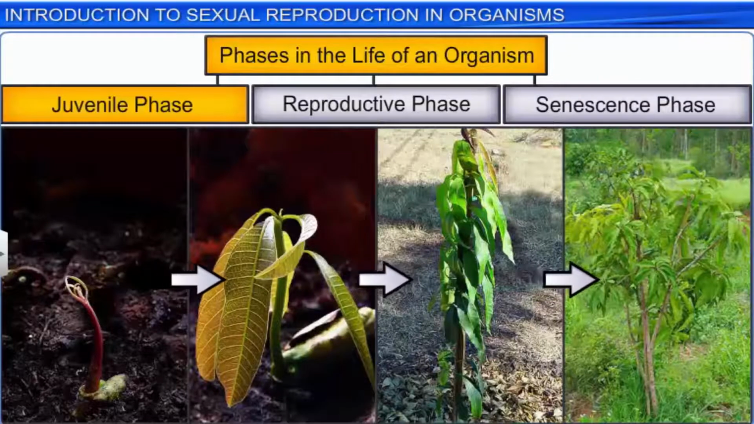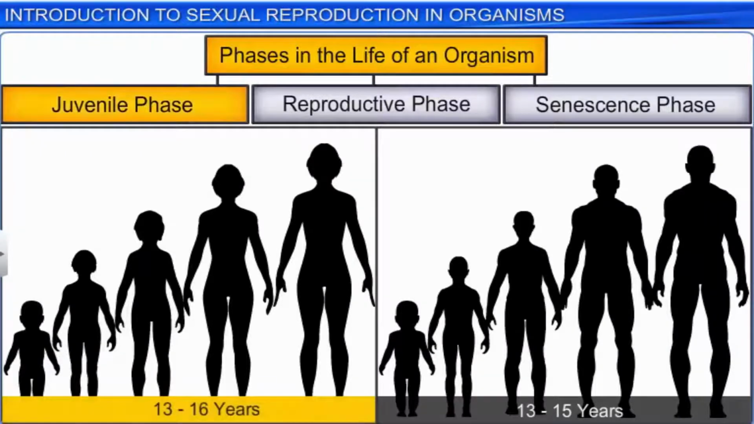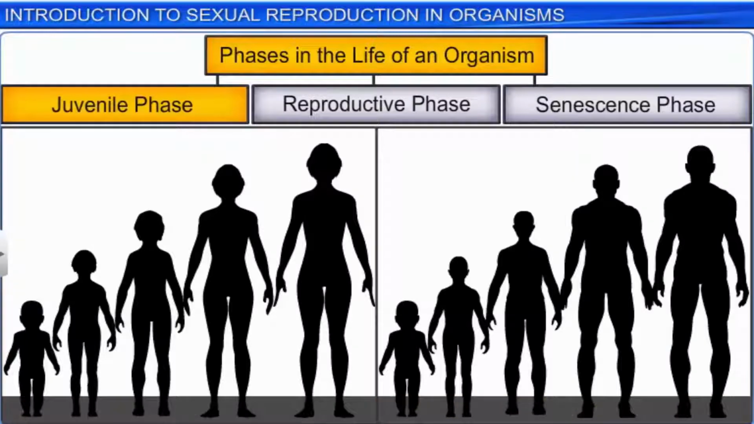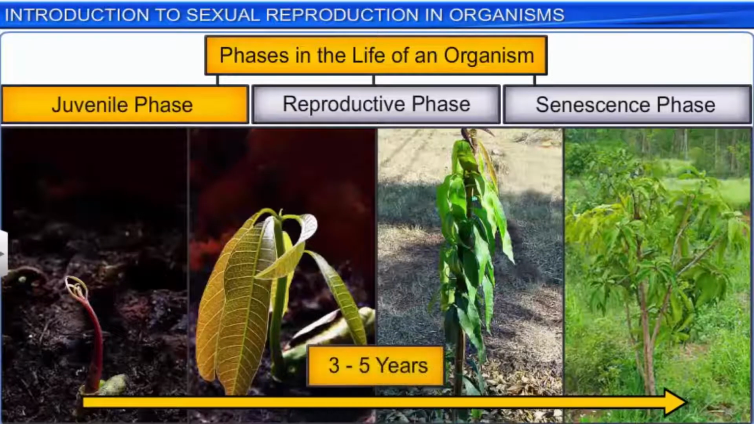Interestingly, the duration of the juvenile or vegetative phase varies in different organisms. In human beings, for instance, the juvenile phase lasts for 13 to 16 years in the case of females and 13 to 15 years in males. Whereas a mango tree remains in the vegetative phase for around 3 to 5 years.